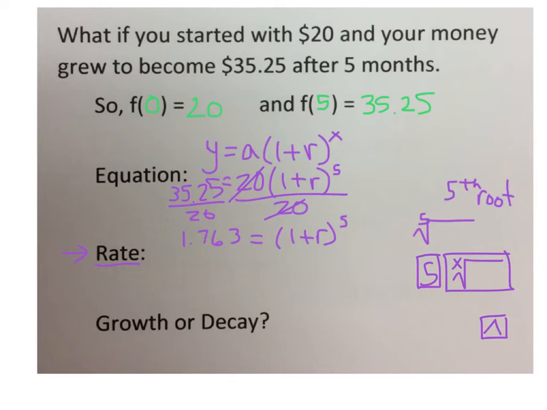So you should try that out. I'm going to show you the work here. So we're going to take the 5th root of this side and the 5th root of this side. The 5th root and the 5 cancel out.